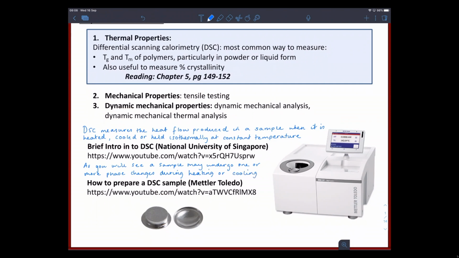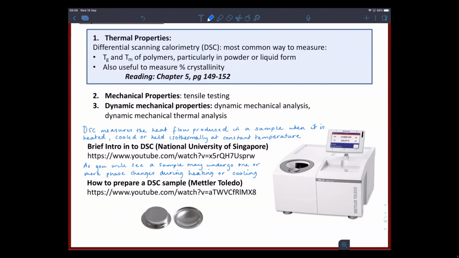So you'll see on this spreadsheet, there was some supplementary information, but actually I've condensed it down so you can watch some videos. There is a brief intro into DSC done by the National University of Singapore. I've got the YouTube channel there. That's really good. There are some really good schematics in there which are worth watching. Each of these videos is probably less than 5 minutes long, so it just gives you a good brief intro.